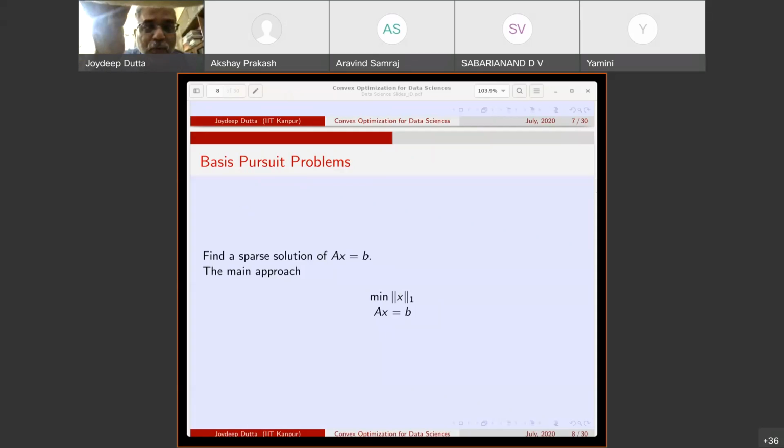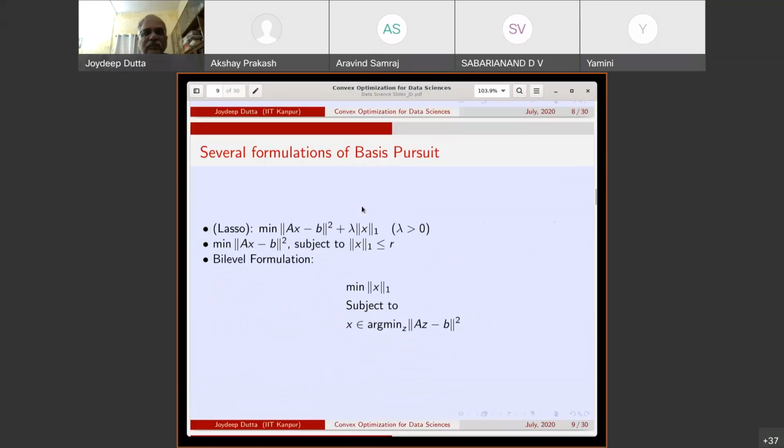These are called basis pursuit problems, and these kinds of problems are quite common in compressed sensing. So how does one approach such problems? Let's get into that. Next slide. One very important way of addressing such a problem is the Lasso formulation. This is used pretty well in machine learning.